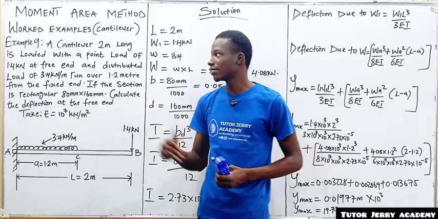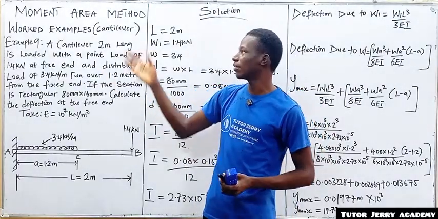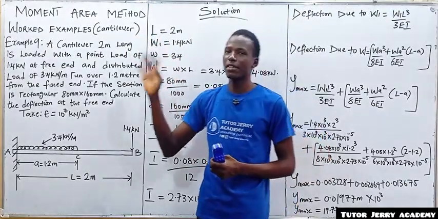All right, so that's it for example number 9. We'll be back with example number 10, as we conclude on the moment area method.